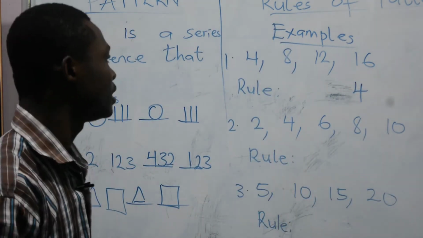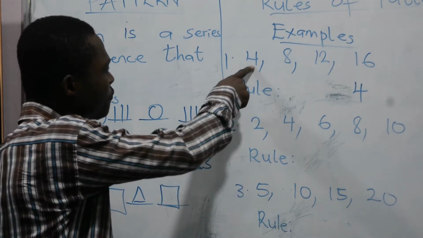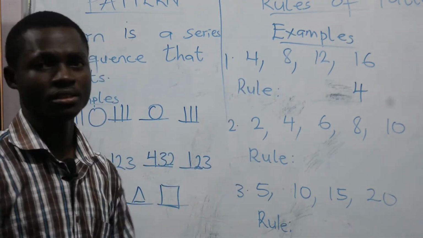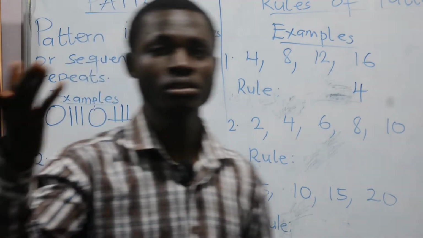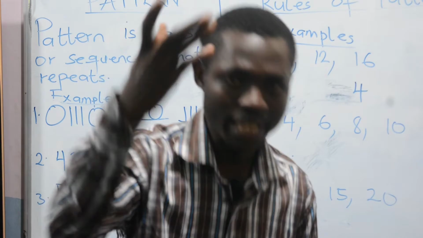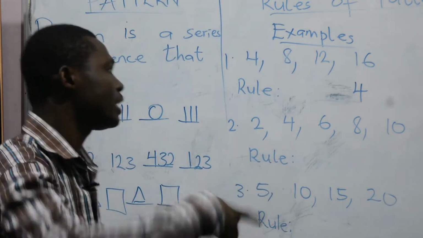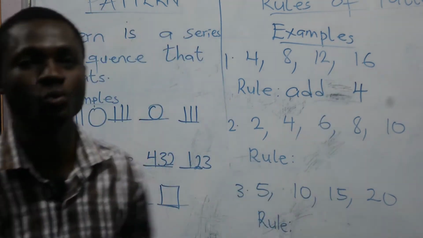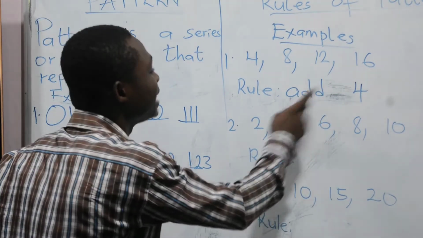Now the next, you can see that we have 4. We have 8. What did we do to get the 8? Yeah, we add 4. So therefore, you bring the word add. Then you get your rule. So the rule here is add 4.